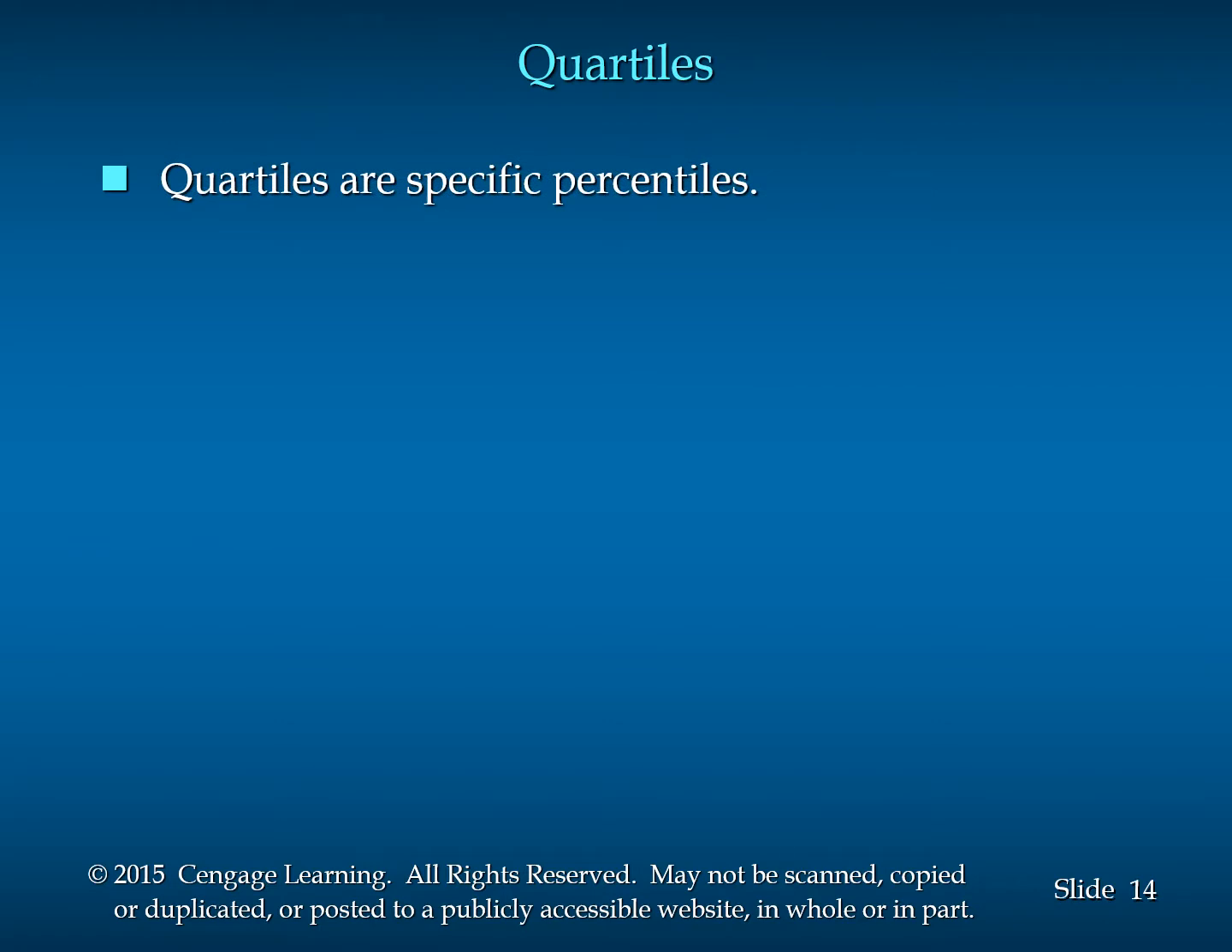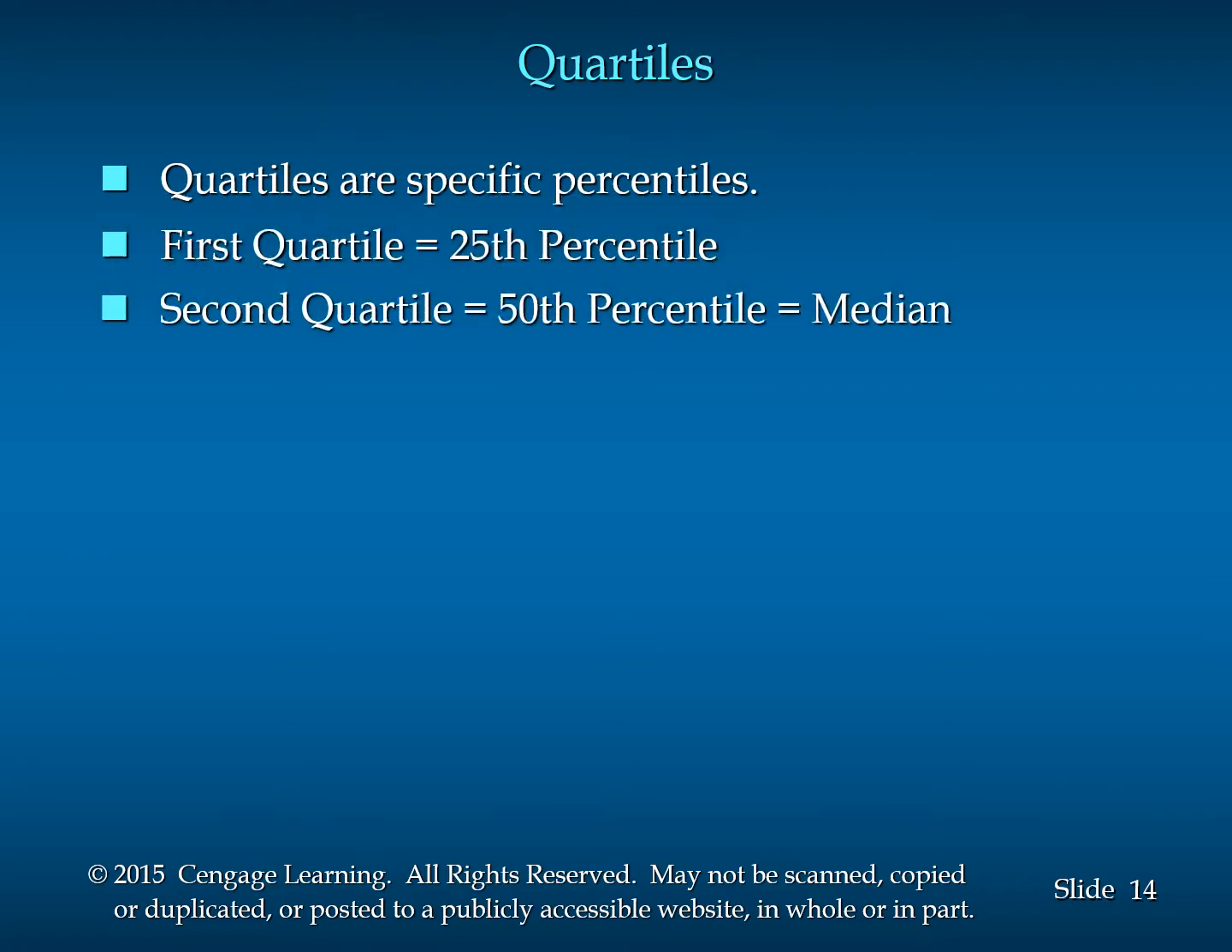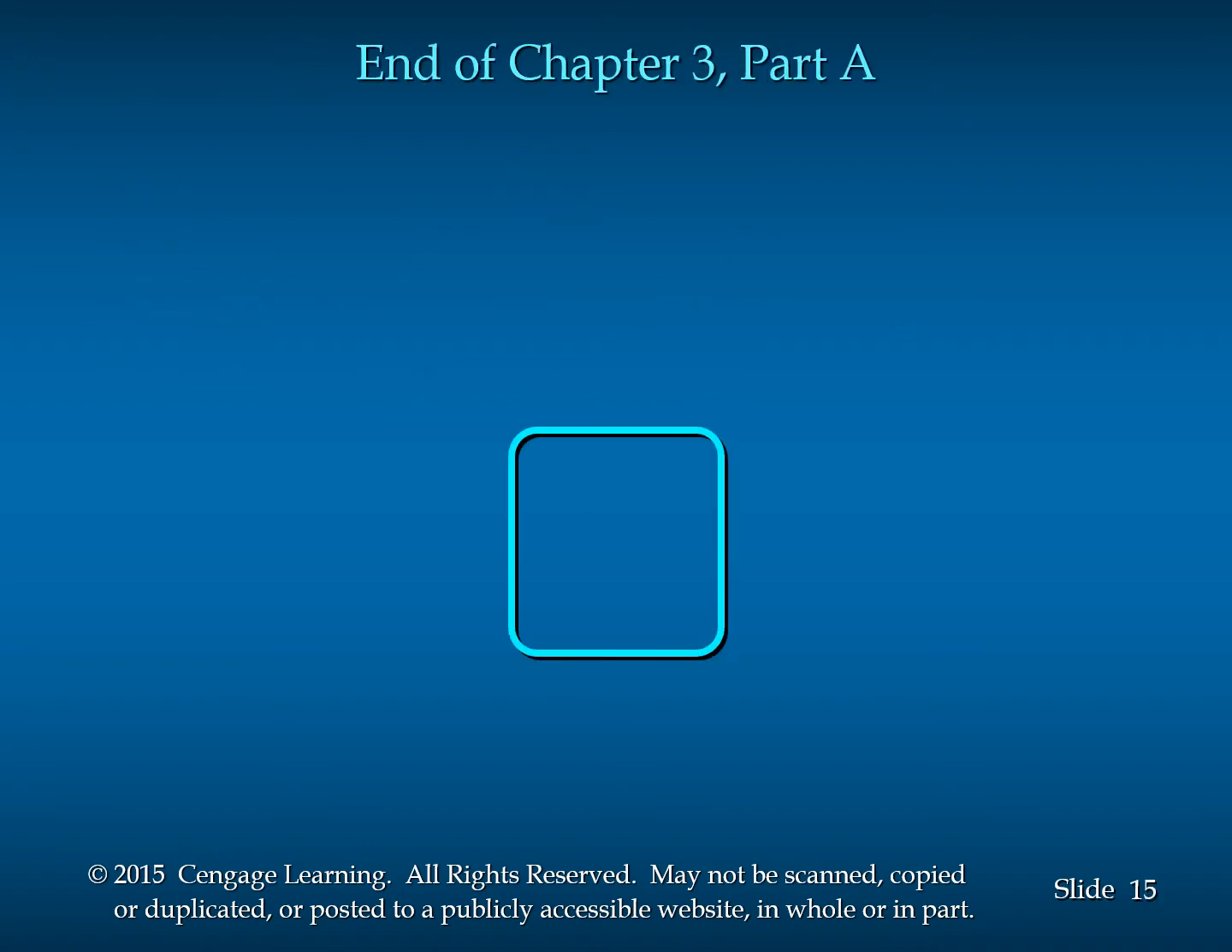Quartiles are simply specific percentiles. The first quartile is the 25th, the second is called the 50th, or better yet, the median, the middle value, and the third quartile is the 75th percentile. This is the end of our discussion of measures of location or central tendency.